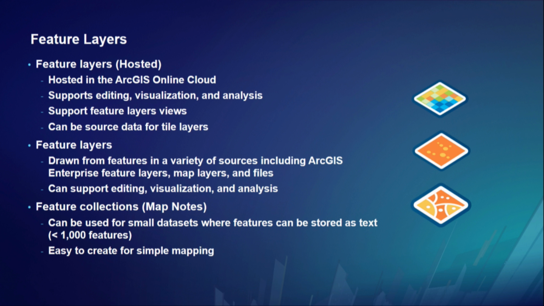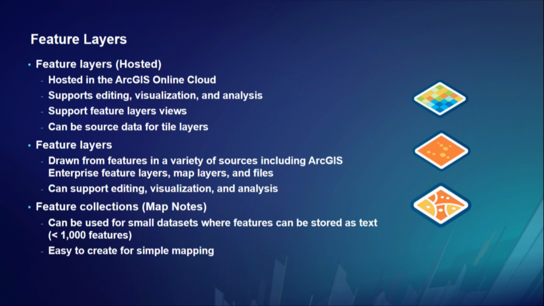Now there are other types of feature layers that you might encounter in ArcGIS Online that can come from a variety of different sources. These might be ones running on your ArcGIS Enterprise instance, your own GIS server. There might be map layers from other organizations, and it can even be files that you connect to, like a CSV file that you bring in. These also support editing, visualization, and analysis, just like the hosted feature layers.